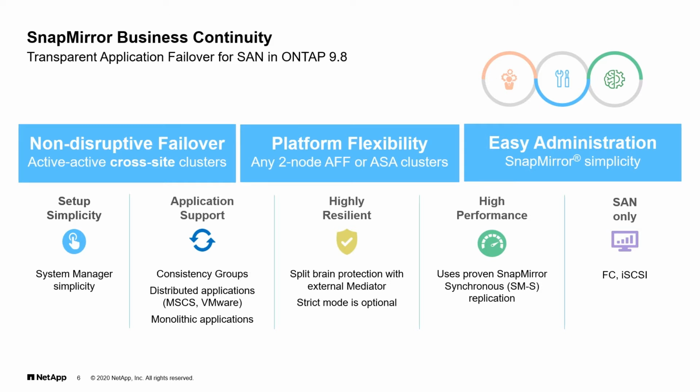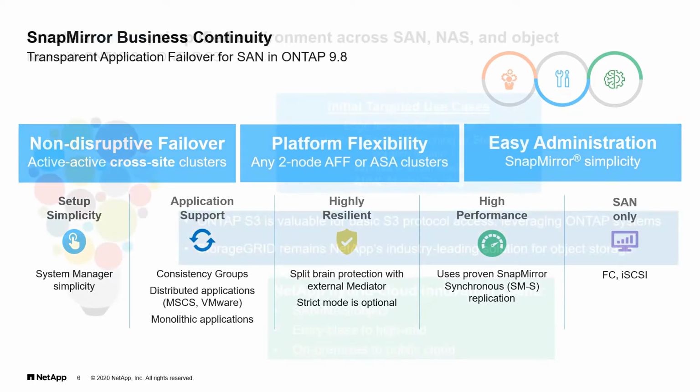This solution is designed to be highly resilient by providing a mediator at a third location to prevent split-brain scenarios between the sites, and it also offers the same high performance provided by SnapMirror synchronous replication. The initial release will be SAN only, supporting Fibre Channel and iSCSI.